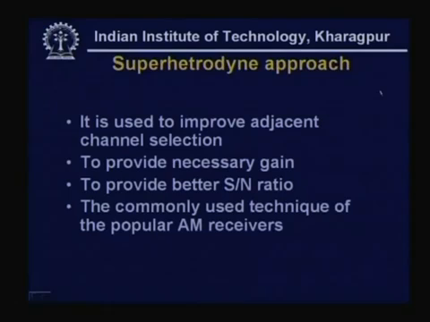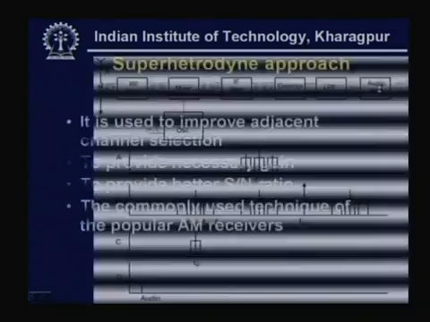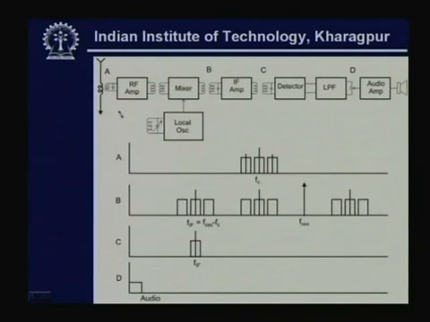So, this super heterodyne approach provides us a number of benefits. First of all, it is used to improve adjacent channel selection. It provides necessary gain, because as you can see, amplification is done at different stages. Here it can be microvolt, then here millivolt, and before detection it can be of the order of volt. So from microvolt to volt, a gain of about 1000 is performed as it goes from RF to audio.